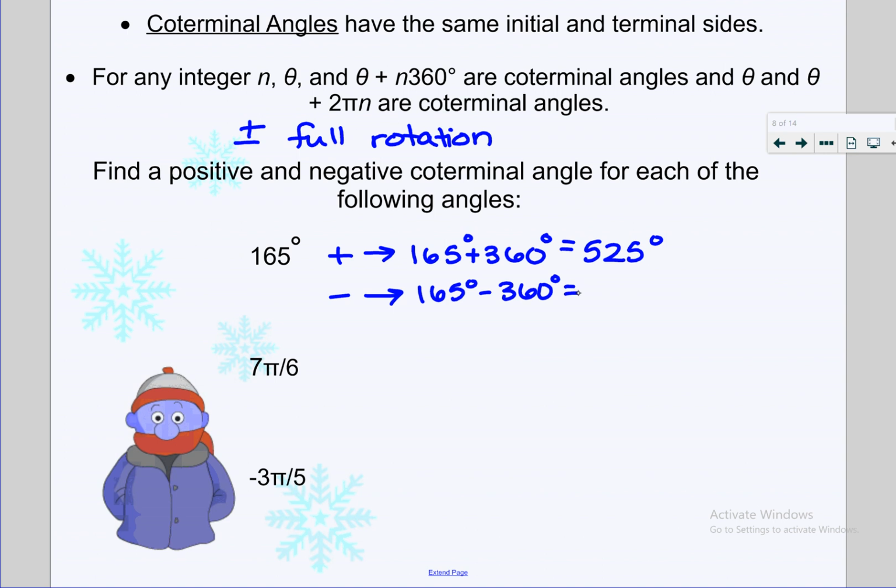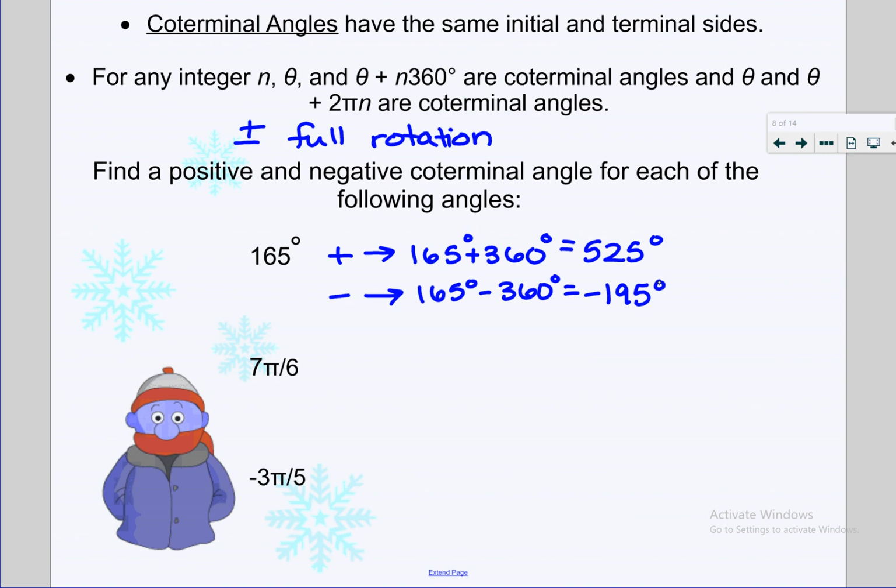And let's say I had like a giant angle. Let's say I started with like 700 and wanted a negative coterminal angle. I would just keep subtracting 360 until I got a negative number. Here I only have to do it once though. 165 minus 360 gives me negative 195. Okay, so these are very quick.